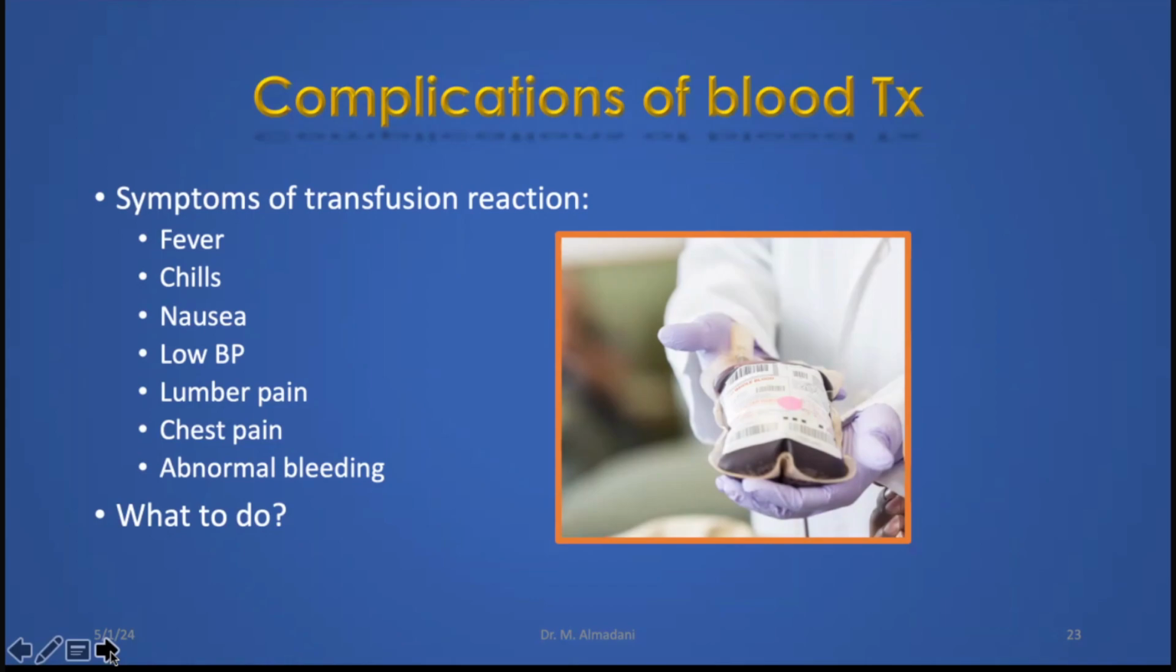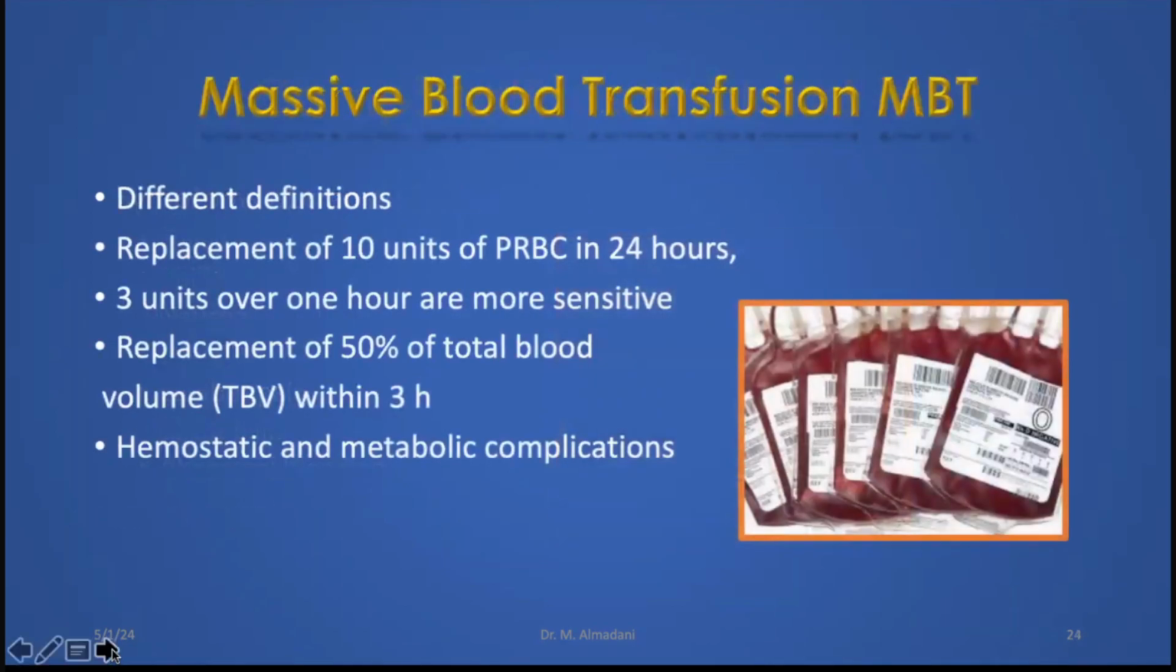So that's why it's very important what to do if the patient gets possible acute complications after blood transfusion. So for the massive blood transfusion, there are different definitions. Probably the most sensitive one is transfusing 3 units over 1 hour. We have talked about how much time you need for each blood transfusion to be transfused to the patient. We mentioned 3 to 4 hours. But suppose that you are given 3 units of packed RBCs within 1 hour. This is called massive blood transfusion.